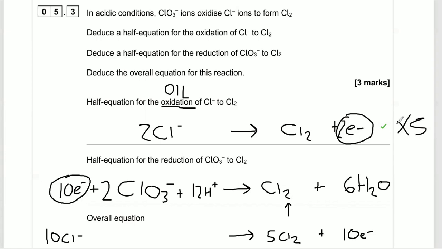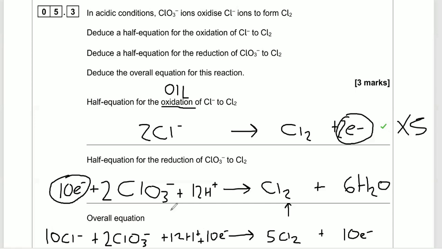So far, hopefully you've all followed that, because I had to times this by 5 to match the electrons on the two half equations. I'm writing that down in the overall. Now I just need to copy this down. So I've got plus 2ClO3 minus, then I've got plus 12H plus. Now I've also got these 10 electrons that I'm going to put down here.